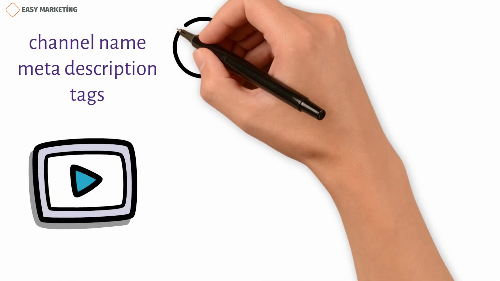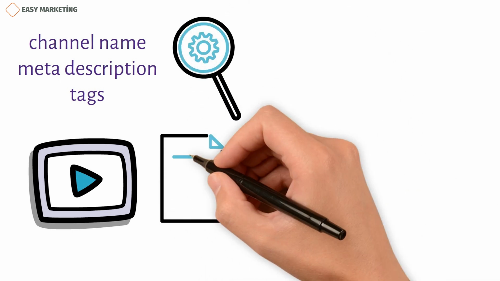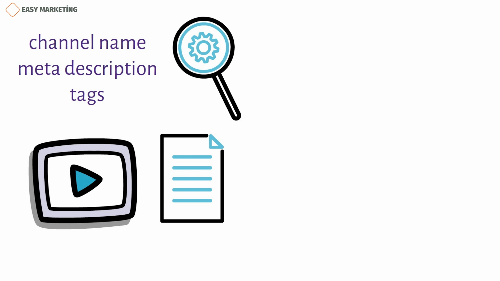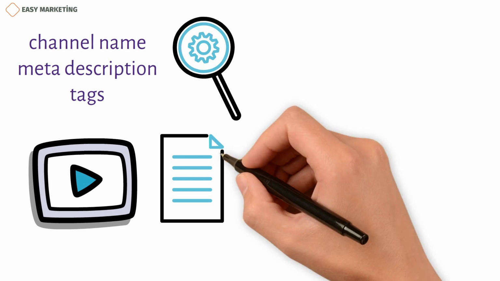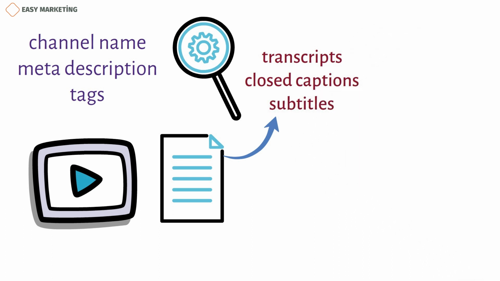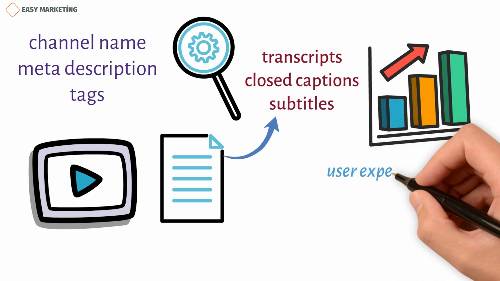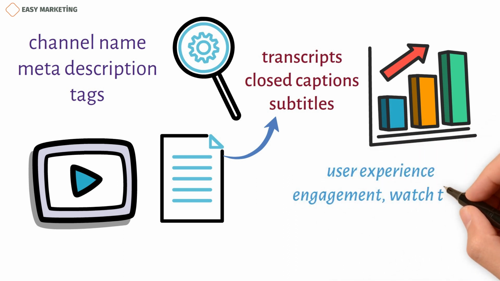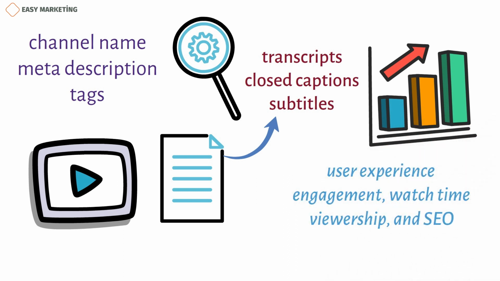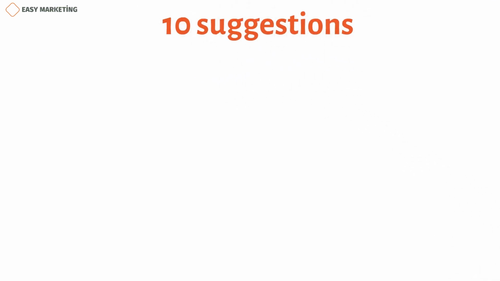Since search engine bots can't watch videos, they must be indexed using the text information that goes with them. Using the text in your video in the form of transcripts, closed captions, and subtitles is a key part of a YouTube SEO strategy because it may improve user experience, engagement, watch time, viewership, and SEO. Here are 10 suggestions for improving your YouTube SEO and getting more views.